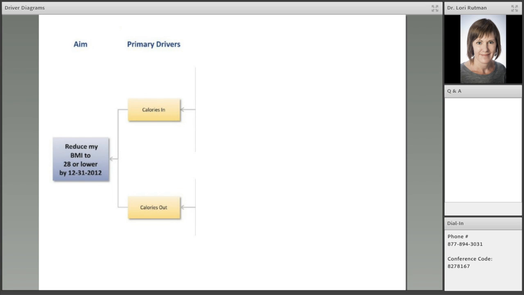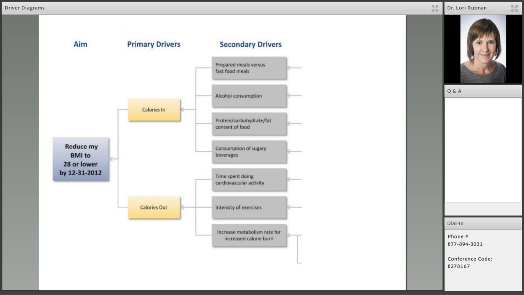The primary drivers that they identified in this case were calories in and calories out. The secondary drivers for calories in were things like prepared meals versus fast food meals, alcohol consumption, protein, carbohydrate, and fat content of food, or the consumption of sugary beverages, whereas the secondary drivers that would impact calories out were things like how much time was spent doing cardiovascular activity, how intense was exercise, and what was the metabolic rate from increased calorie burn.